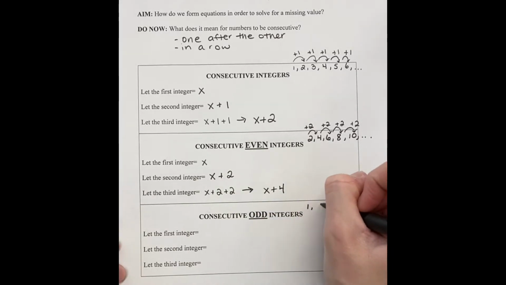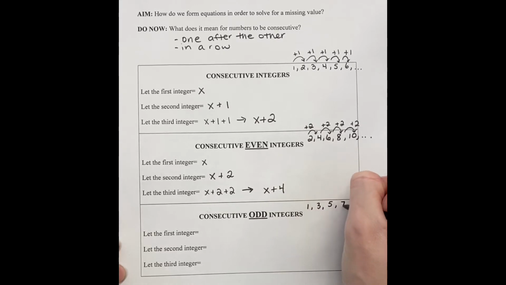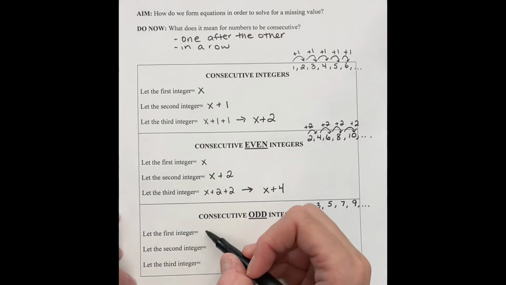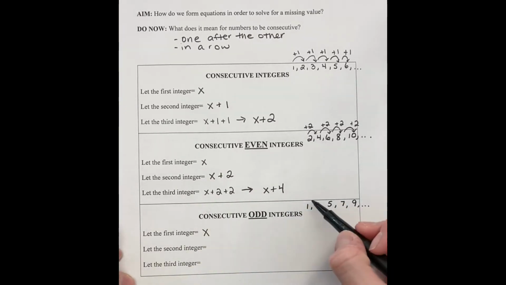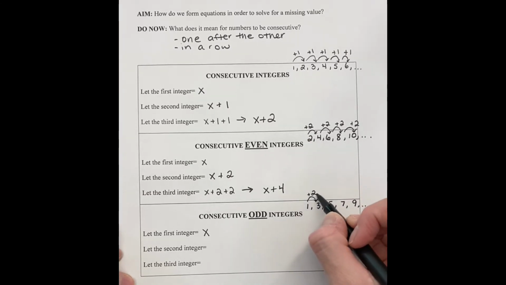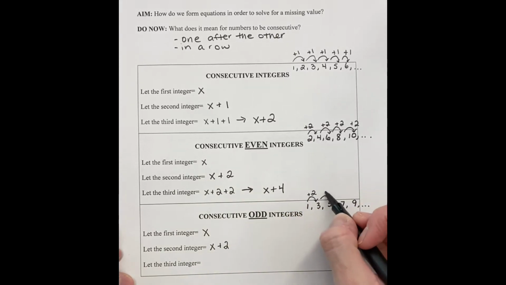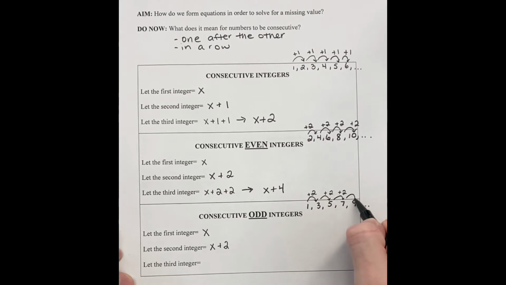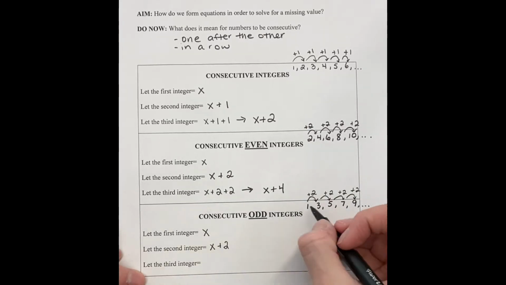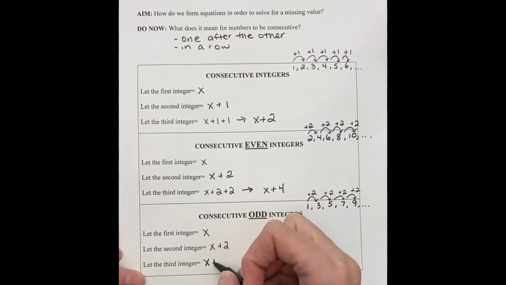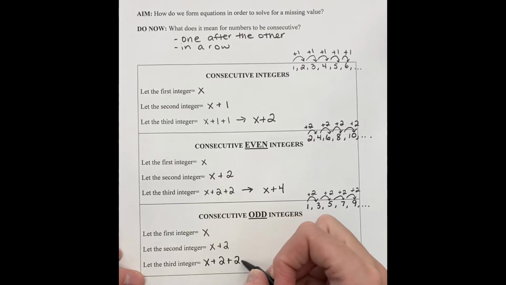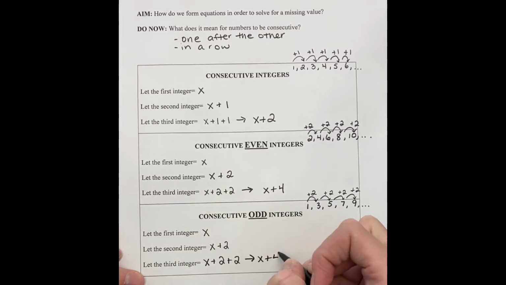So odd integers are 1, 3, 5, 7, 9, and so on. If I'm not telling you what the first integer is, I know it's x. How do I get from 1 to 3 to get my second integer? Well, I need to add 2. So it'd be x plus 2 to get to the second one. And from this one to this one, I need to add 2. Then how do I get to the third integer? Well, from the first to the second, I add 2. Then to get to the third, I add 2 again. So I take the first integer, I add 2, and then I add 2 again. So that would give me x plus 4.